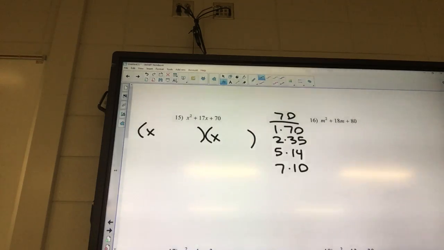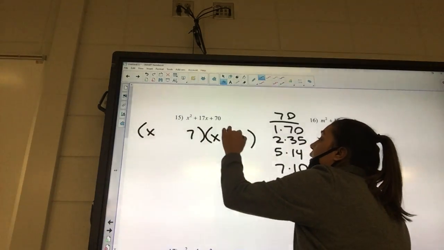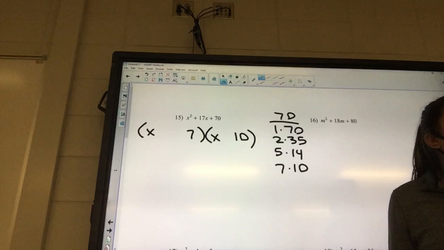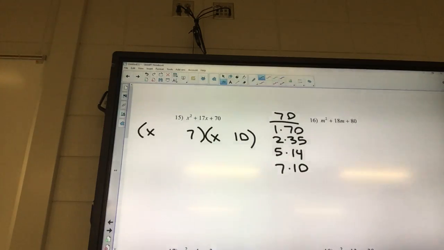Okay, so what would give us a 17? We need a plus 17. 7 and 10. So you do negative 7 plus 10, or you do plus plus. Which is it? Plus plus. What's 7 plus 10? 17.